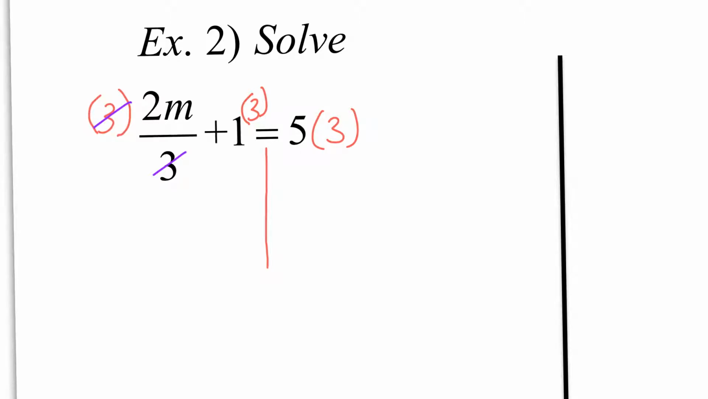So I'm going to bring down the 2m because that's what didn't cross out. We cross out the 3 and the 3 here because you can cross simplify, but we didn't cross this one out, so you bring it down. The next one is 1 times 3. So I'm going to have plus, and I do multiply those two, and that's going to be plus 3. 1 times 3 is 3. And on the other side, you multiply 5 and 3, and that's going to be 15.